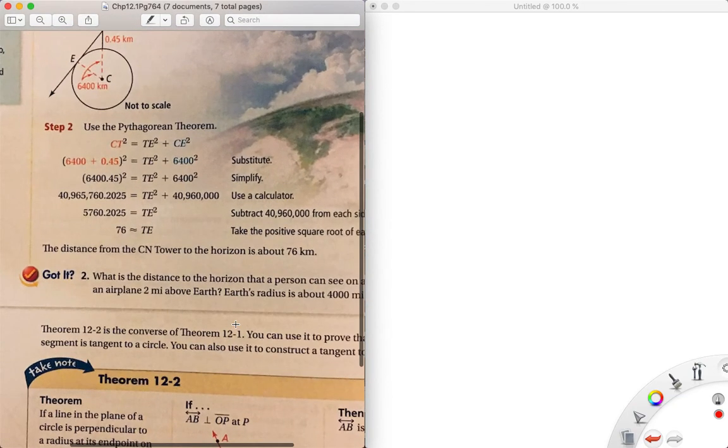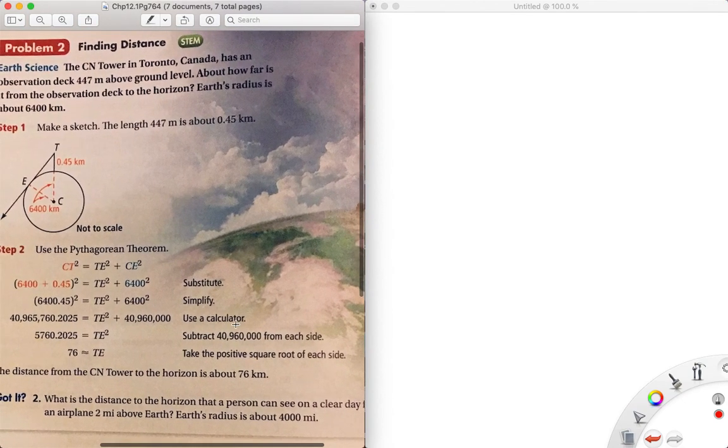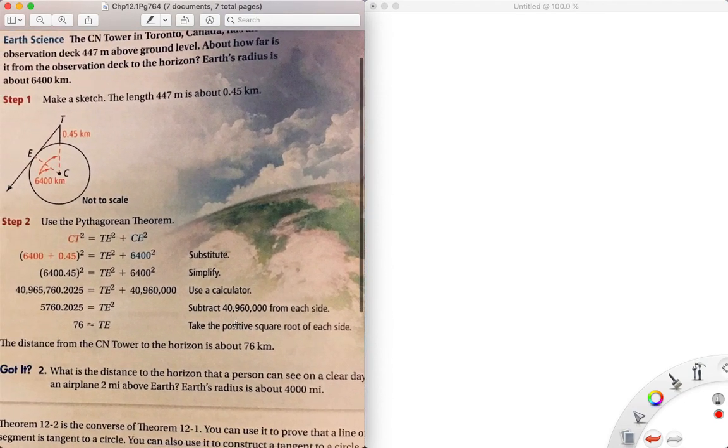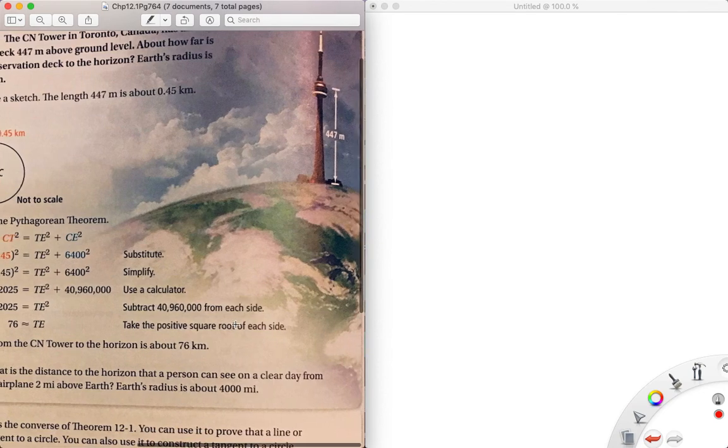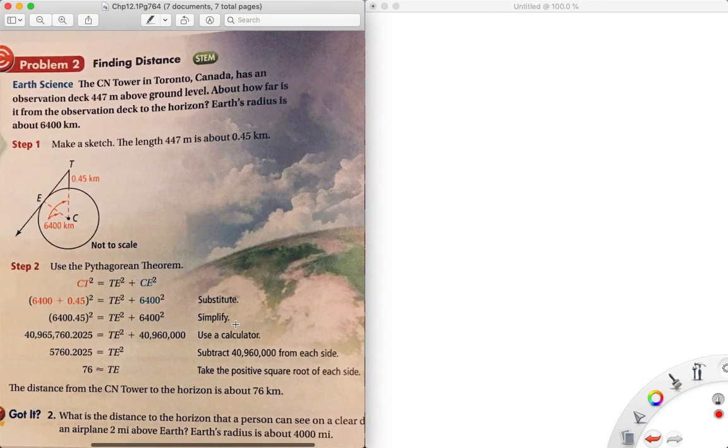Here it's a little bit trickier. They give us a tower with an observation deck, and they want us to find the distance from the tower to the horizon, in this case the horizon of the Earth. We know the total tower is 64 kilometers, measured from the radius out.